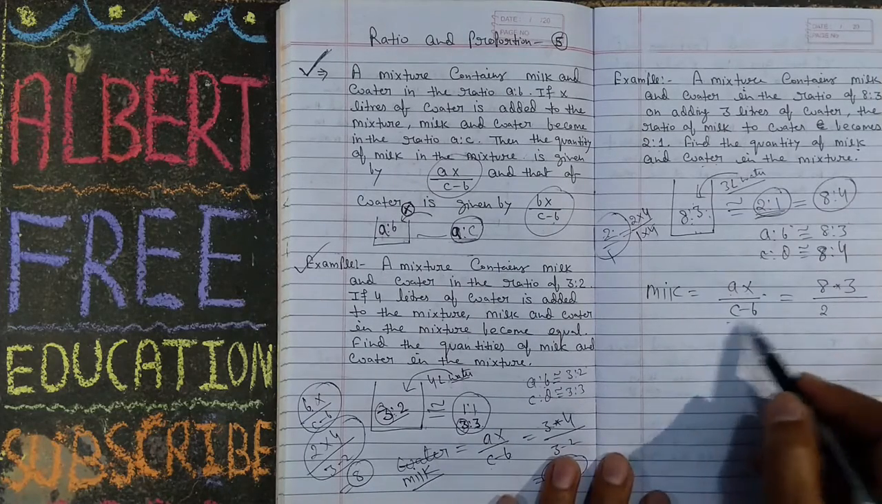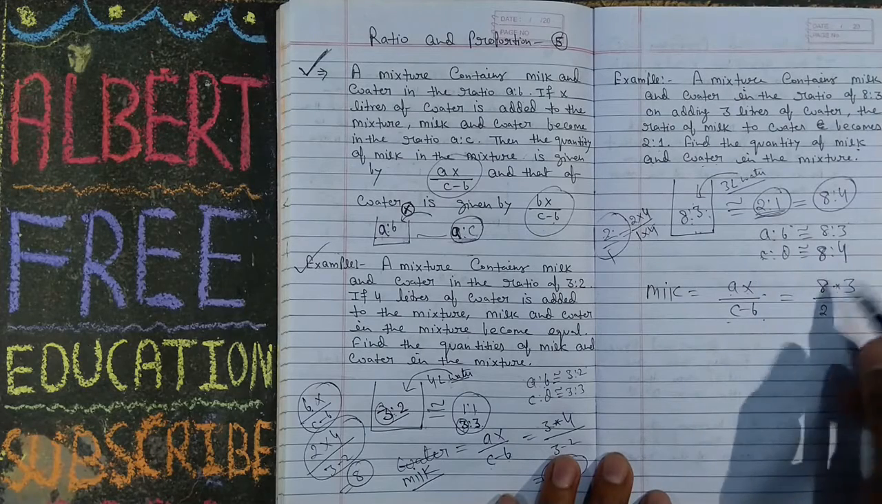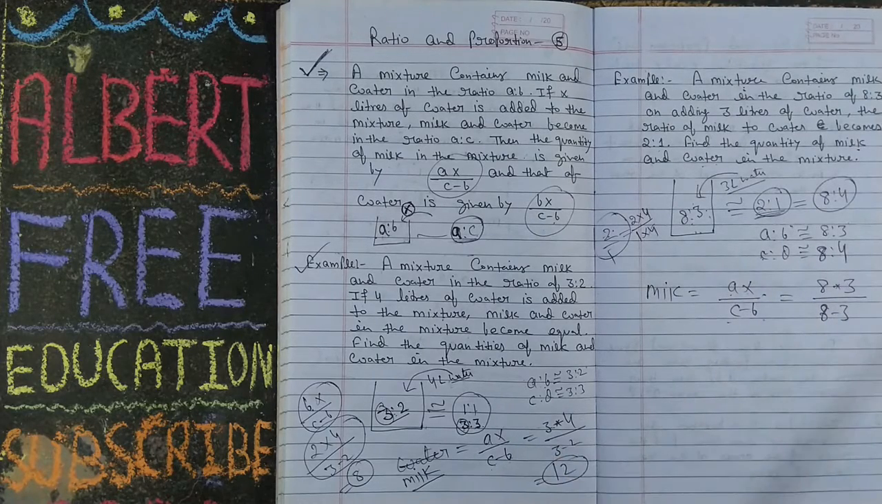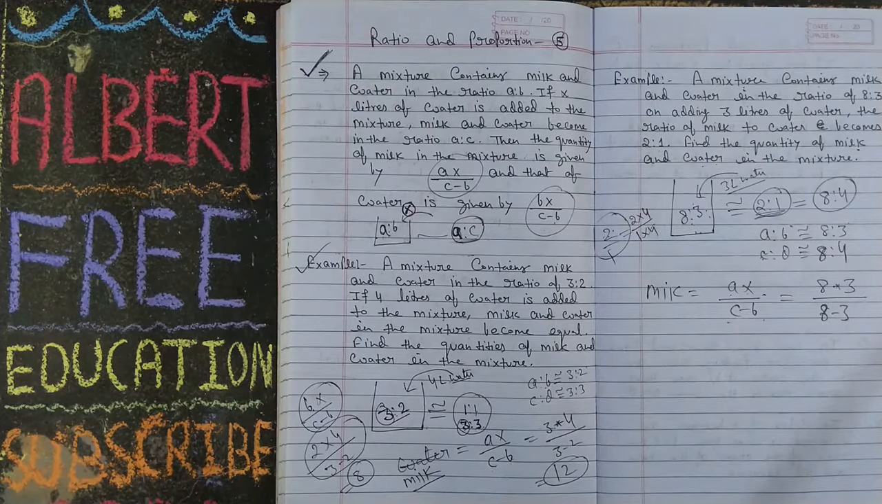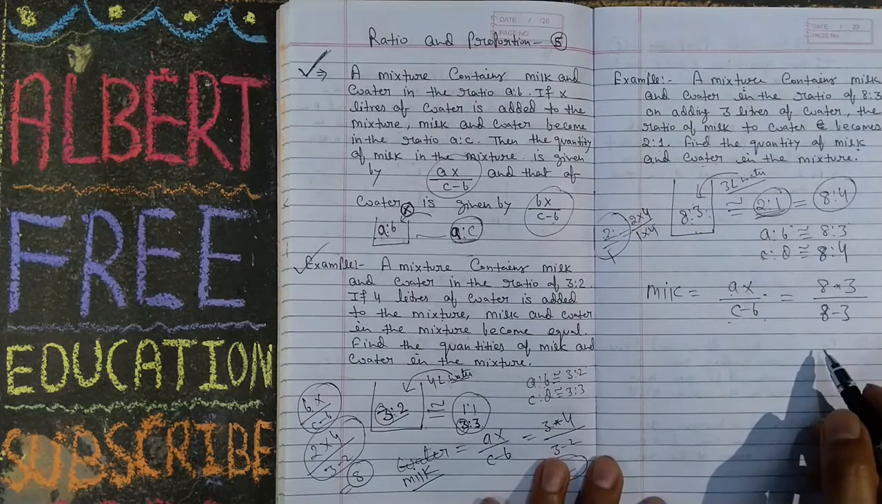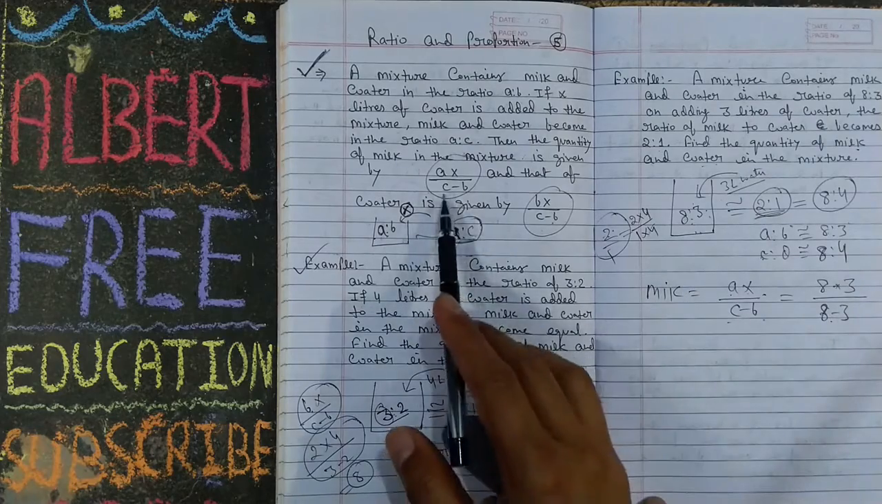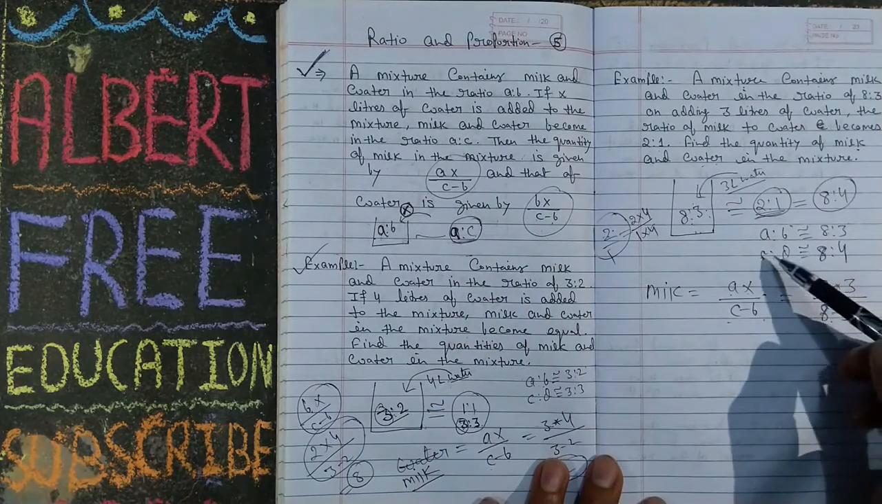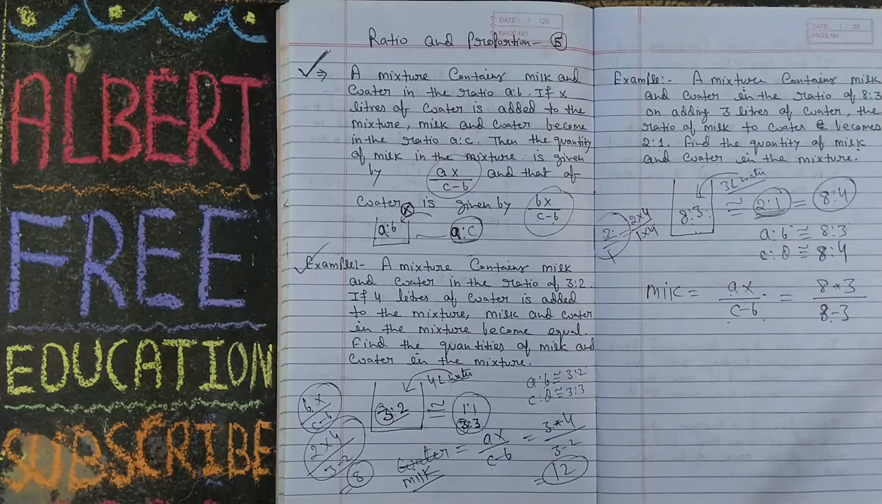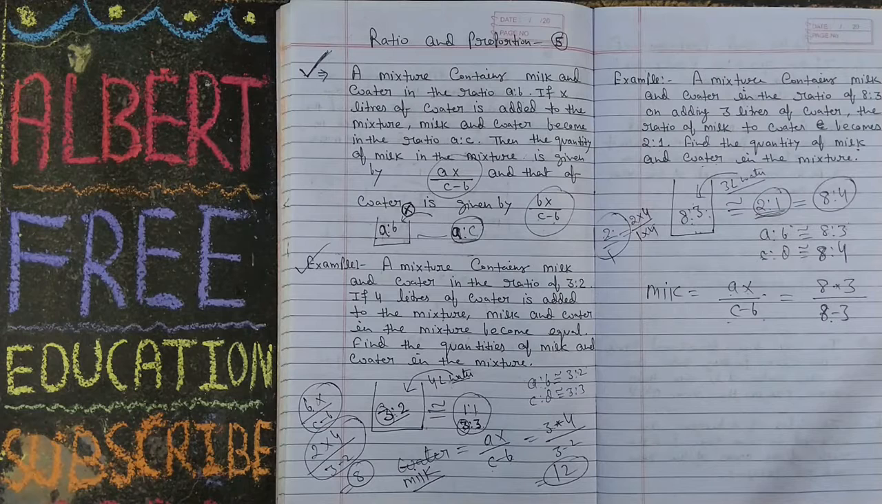Okay, so now AX upon C minus B. Your C minus B, 8 minus 3. Eight ratio 3 and 8:4. So 8 into 3 and 8 minus 3. Okay, we will check. This is C minus B. 8 minus 3 is equal to 5. 24/5. Something is also wrong again.